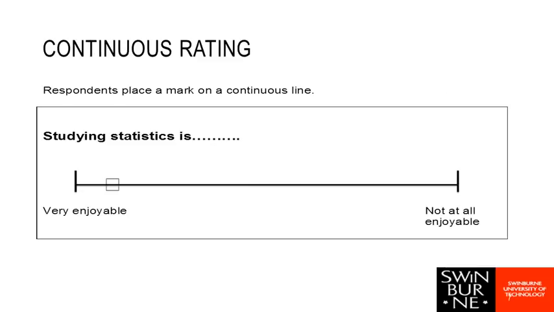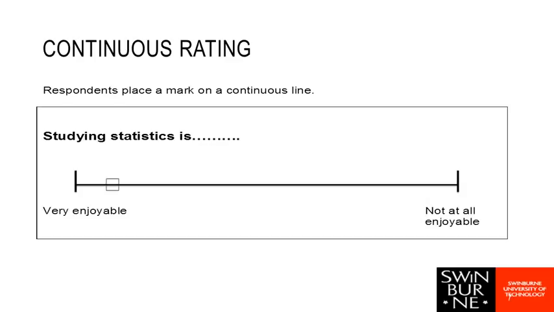So this one is what we call a continuous ranking. Continuous ranking is where we give our participants a line. Notice there's actually no numbers on the line, and we ask a question or give a statement, and we want them to place a mark somewhere along that line that in this case is indicating their enjoyment of statistics. When we analyze this, we would convert that distance along the line into a number. It's going to be a little bit tricky if we're doing a paper survey because you've got to sit there and measure it.